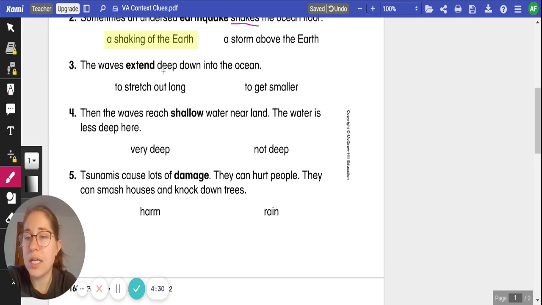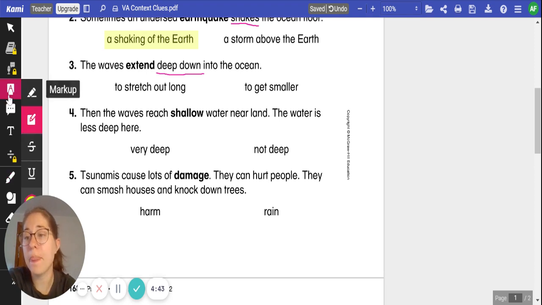In our sentence, I see the phrase deep down. Let's see if that helps with our meaning. So we have to stretch out long or to get smaller. If something's going deep down, it's stretching out long, right? So we would know that extend means to stretch out long.